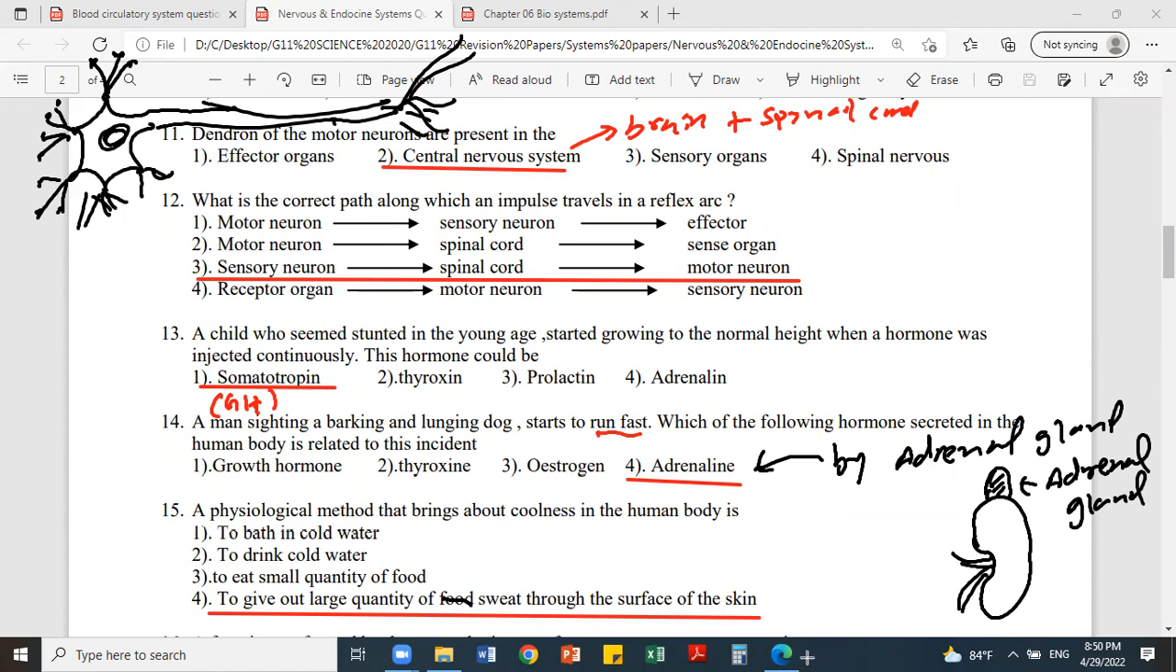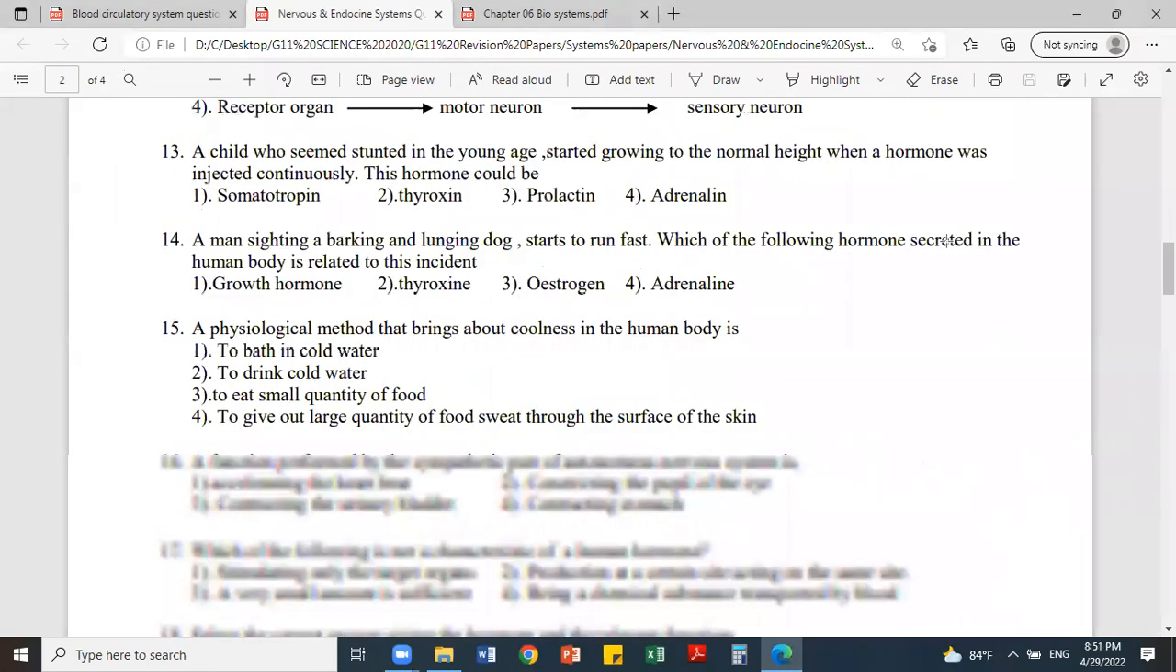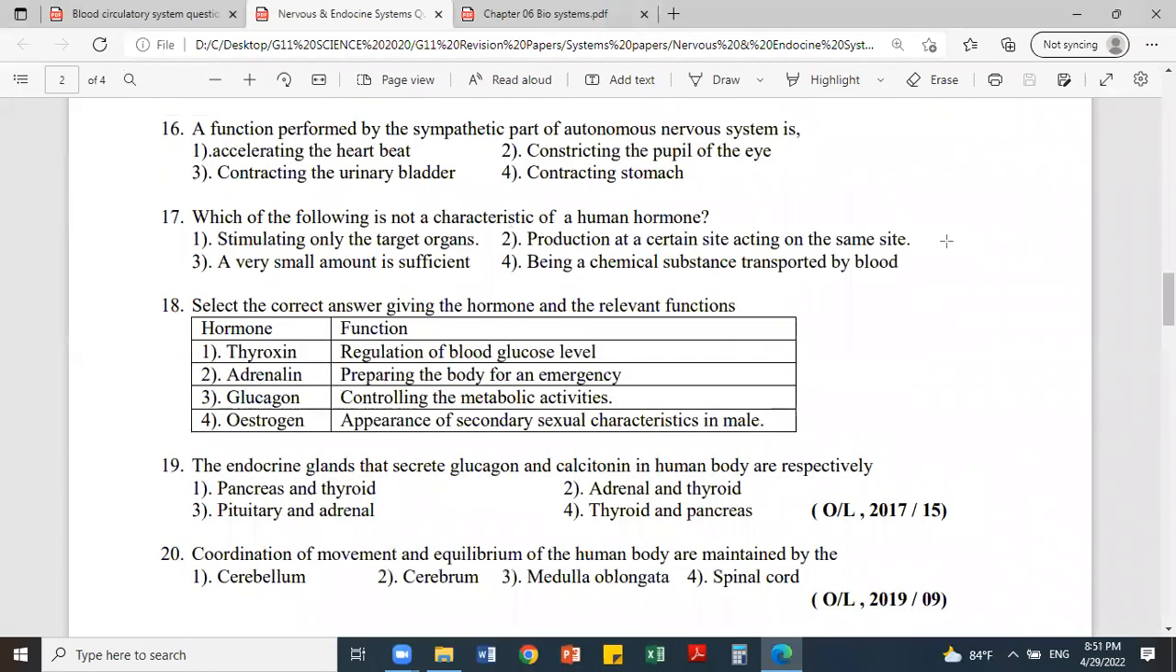Okay, then the 16th MCQ, I'll erase the screen. Function performed by the sympathetic part of the autonomic nervous system. The sympathetic nervous system prepares your body for an emergency situation. It is under the autonomic nervous system, which is involuntary. In an emergency, the sympathetic nervous system is acting, and what happens? What is the best answer for this?